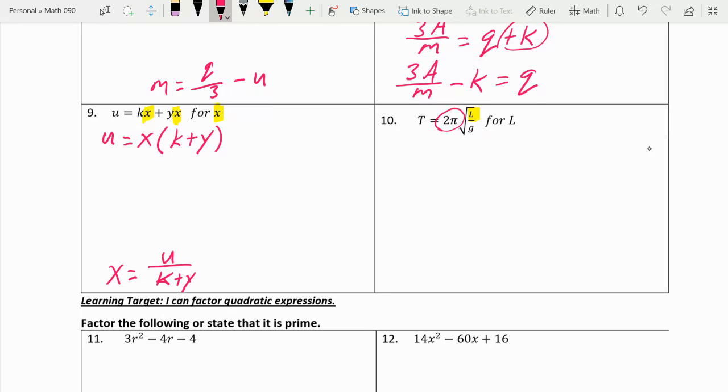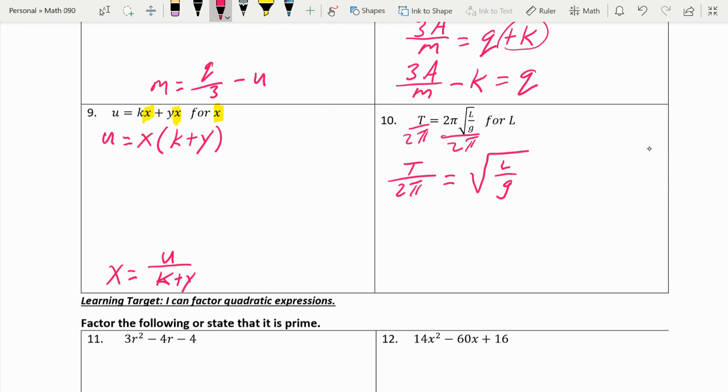Well, when we're doing these type of problems, I hope you guys remember that 2 times pi is just a number. You can grab your calculator and figure out what 2 times pi is. But regardless of that, when you have this number in front of this, what is that doing? We're multiplying. So how do I undo that? I'm going to divide both sides by 2 pi. So I have t over 2 pi is equal to the square root of L over G.